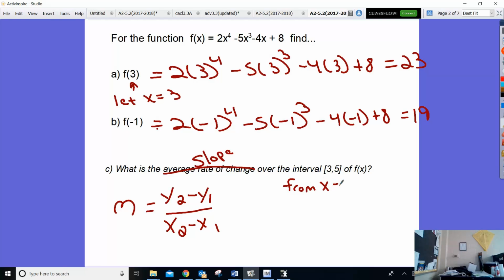From x equals 3 to x equals 5. That's what it means. Those are x values they gave you. If you think about your formula for slope, you have x1 and x2, don't you? That's what it gave you. It gave you a starting x and it gave you a stopping x.